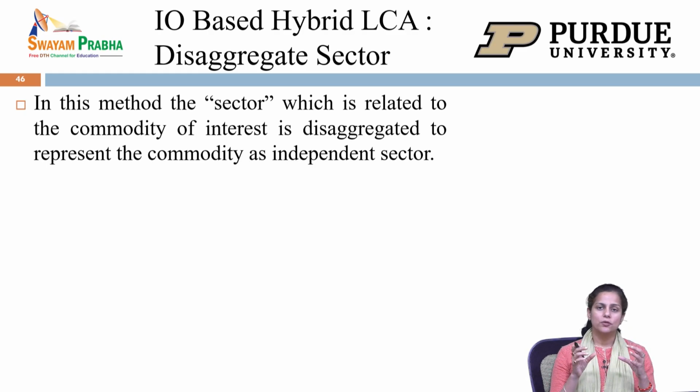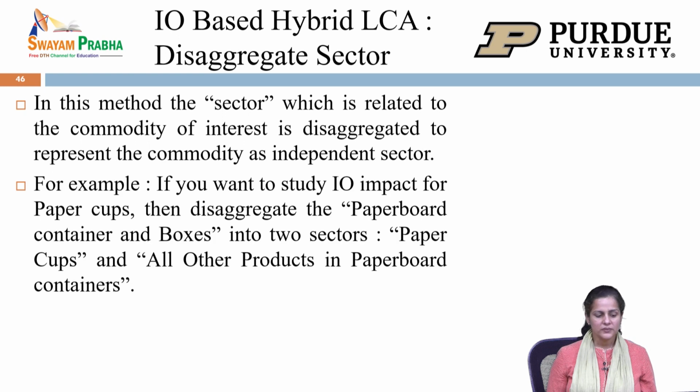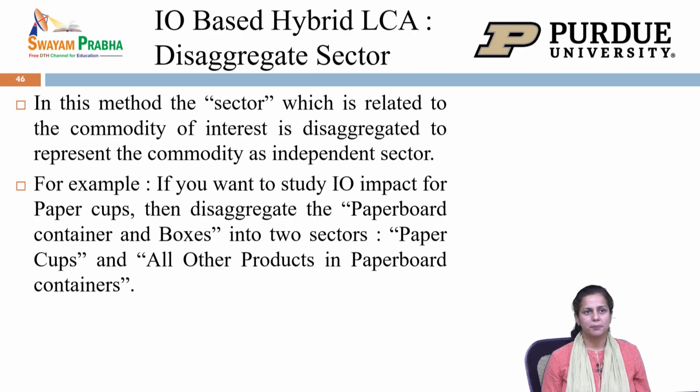So here what we will do is we will create a new sector in the economy, and that sector will represent wind energy generation in the economy, and then we can use our usual IO model of (I minus A) inverse F by setting the final demand for the wind energy sector. Another example is, let's say we want to study IO impact for paper cups, then to do a hybrid LCA we will disaggregate the paperboard container and boxes. That's the sector in the US economy that represents all the paperboard container boxes manufacturing.